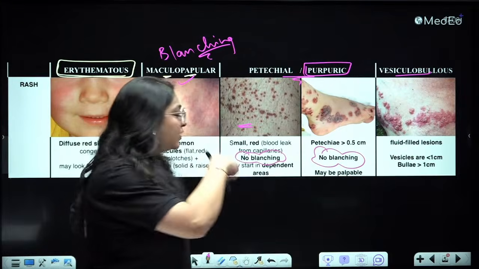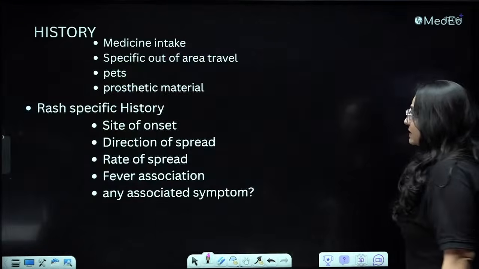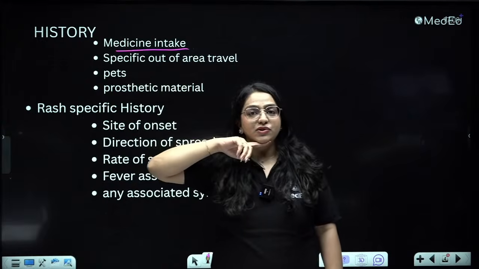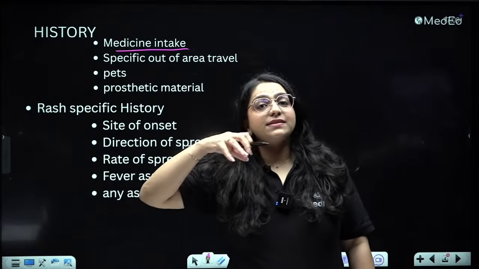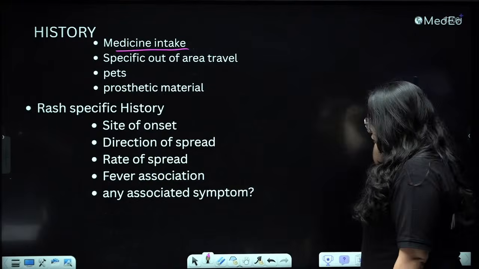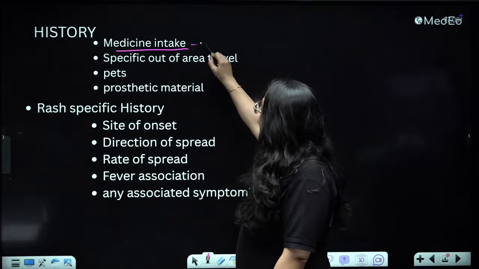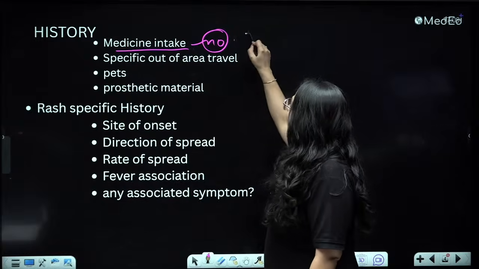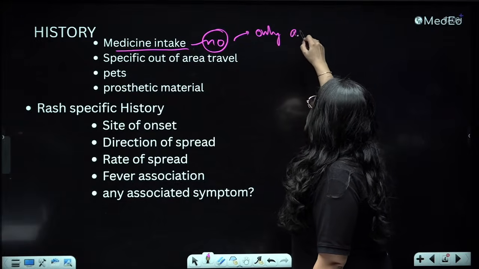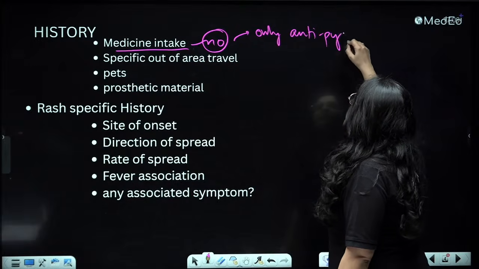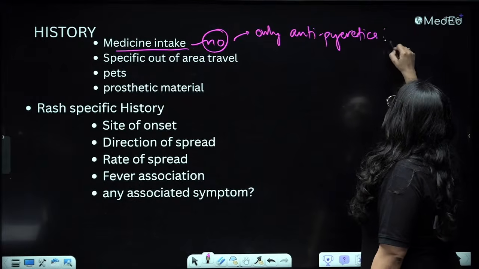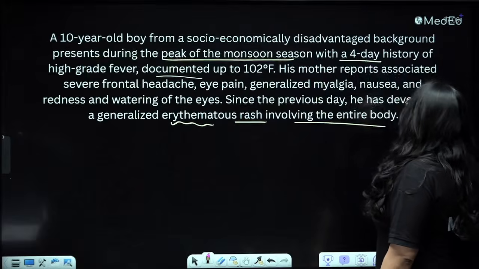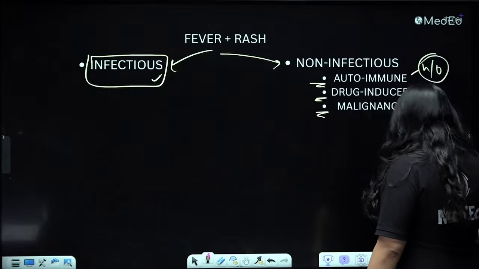So let's go back to the history and let's try to elicit the maximum from here. Of course, I'm going to first ask about medicine intake from the patient, to rule out whether it is any kind of drug-induced reaction or not. The mother tells me that no such relevant medicine, only antipyretics, which is paracetamol, has been taken by the patient because he was having fever since how many days? Since 4 days he was having the fever, right?